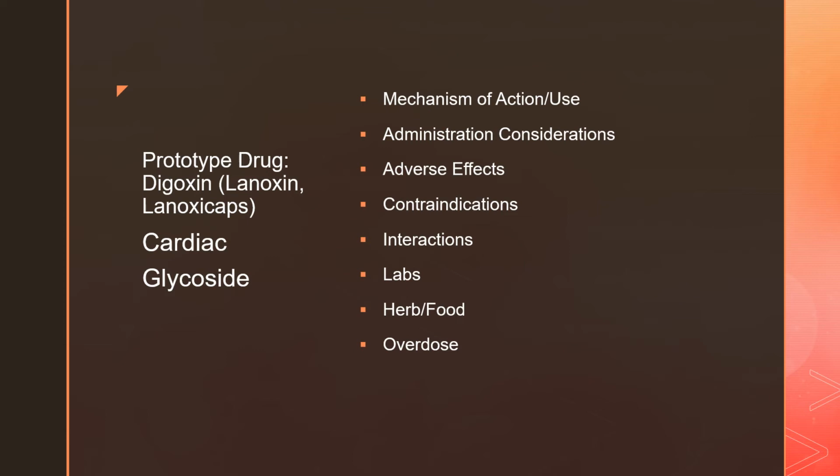Lab values, we want to look at DIG levels again and potassium levels. Keep your eyes on those. This DIG has a herbal consideration, and you don't want clients taking ginseng with this, and it's very popular. So ask your client about those herbal and food medications or interactions.